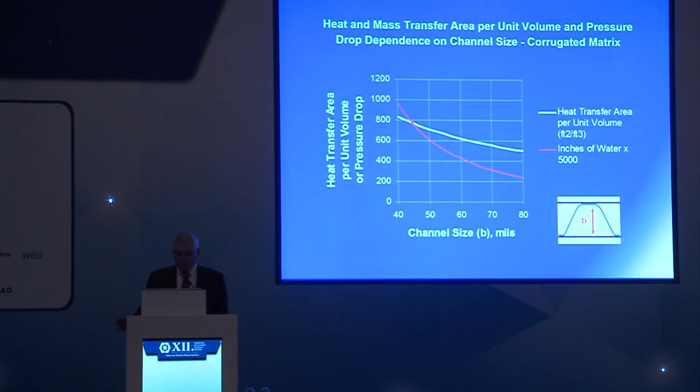So if we look at the channel size, we're playing a game here. We want to make the channel size as small as possible, and I apologize because most of the people that work in this area are in the United States and they usually use English units. So basically, the smaller we make the channel size in mils, or thousandths of an inch, we get higher heat transfer rates. So we try to get smaller channel sizes.